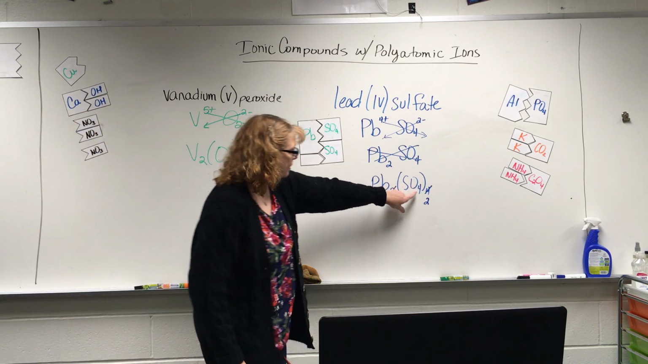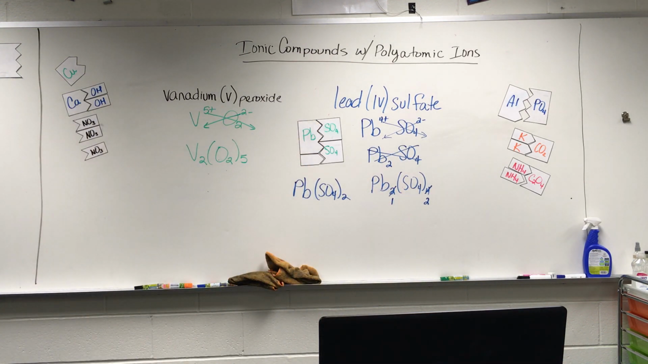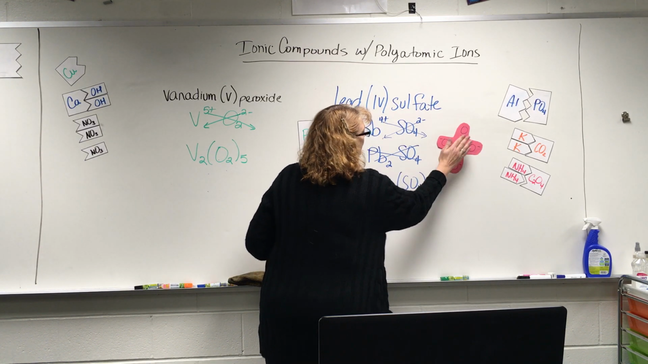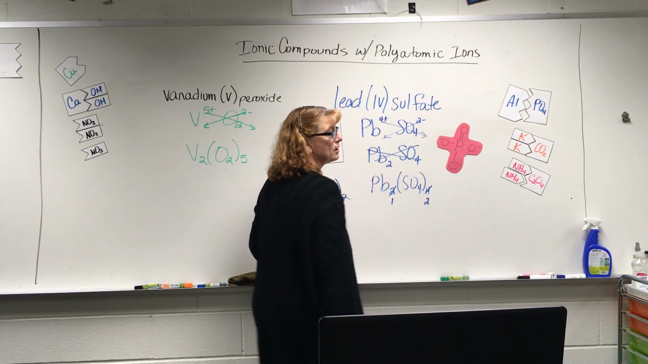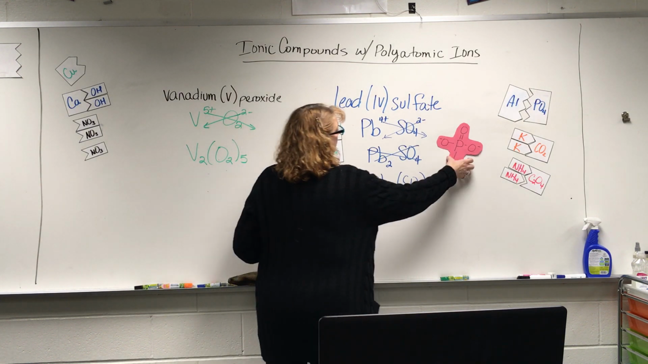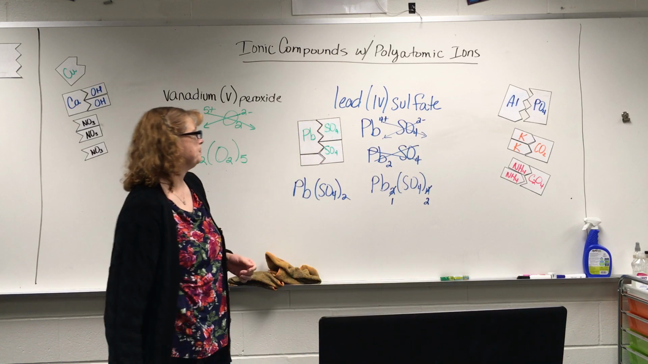Now, you don't do anything with this SO4. This SO4 is kind of like this PO4. Remember from that thing? PO4, it's connected, it's one thing. SO4 would be the S in the middle. It's SO4. That's one thing. Those 4 oxygens do not come off of there. And there are 2 of these to go with 1 Pb.